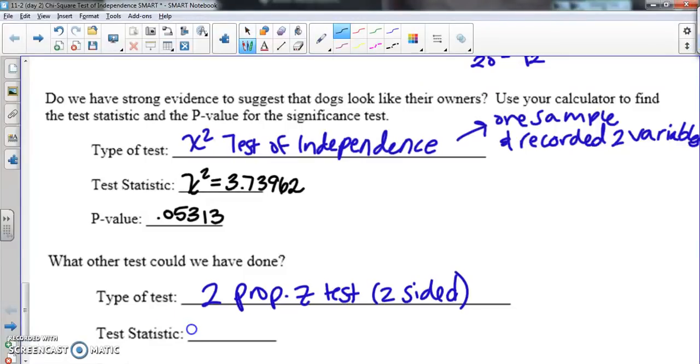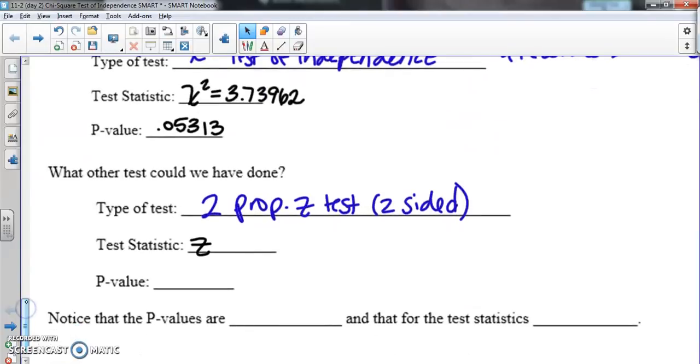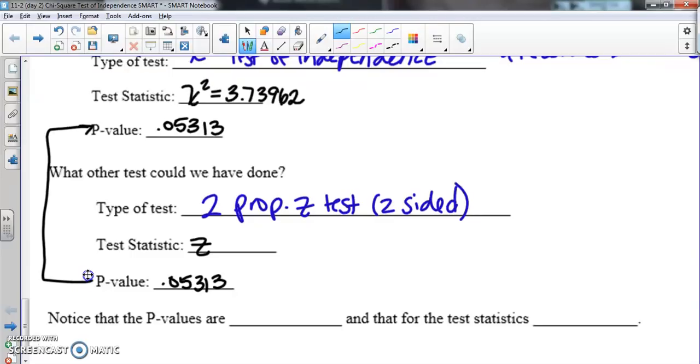So the test statistic is a z in this case, because it's a 2 proportion z-test. The p-value is 0.05313. Wait a second, did you guys notice that that's exactly the same? That's pretty cool. And I forgot to write the z. The z is 1.93381. Well, the p-value ends up being exactly the same. That's because this test will give us the same information as a chi-squared test of independence.